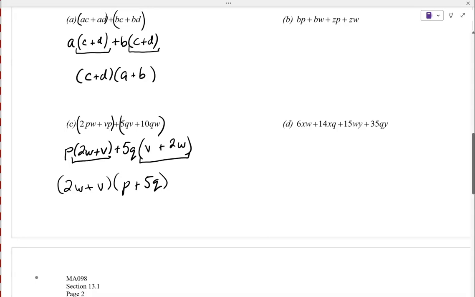So again, the whole goal of this factoring by grouping is to see the same group in both terms, so then you can factor out the group. Okay? That's the whole goal. So let's see if we can do an example where we put both of these together. Are there any questions about that one in particular?